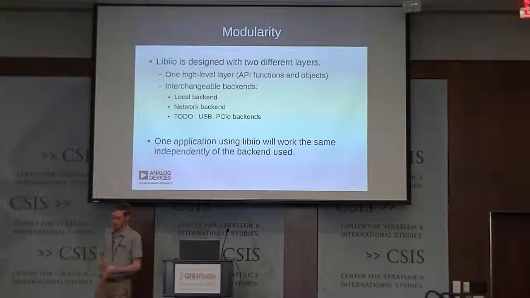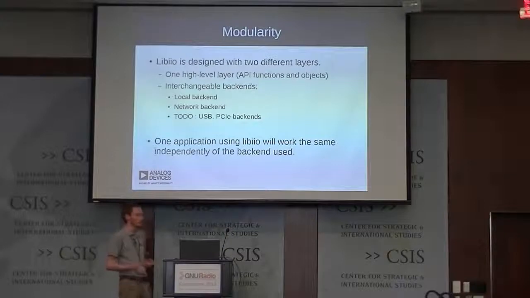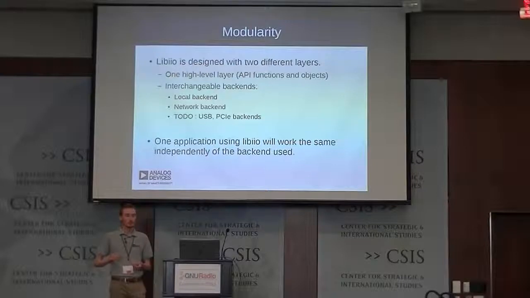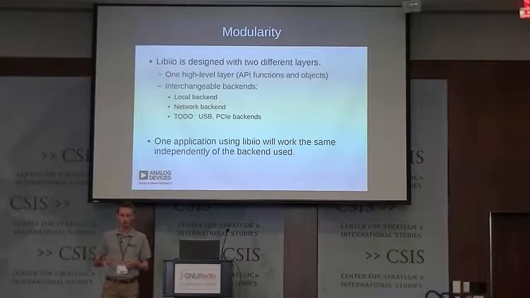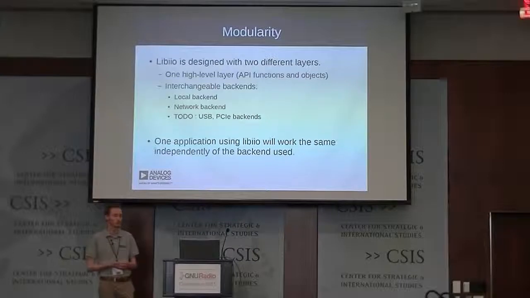So it's been designed from the very beginning with modularity in mind. The application that you write that uses GnuRadio will only use the upper part of the library, which is composed of all the API functions and the objects that you will manipulate. The library has lower levels that can be interchanged. For now, we have a local backend and a network backend. I will talk about those later. And the plan is to have also USB and PCI Express backends.